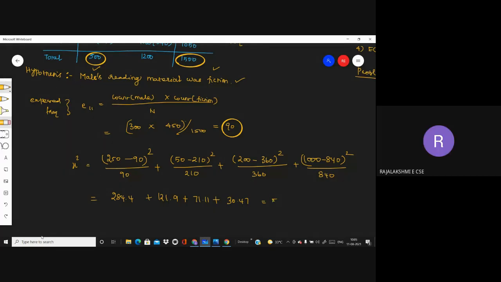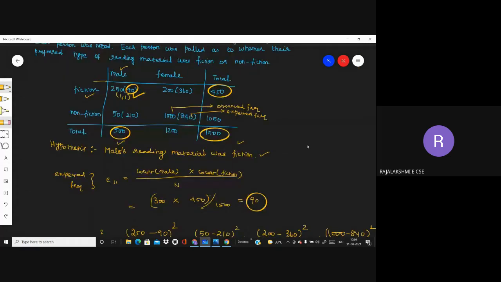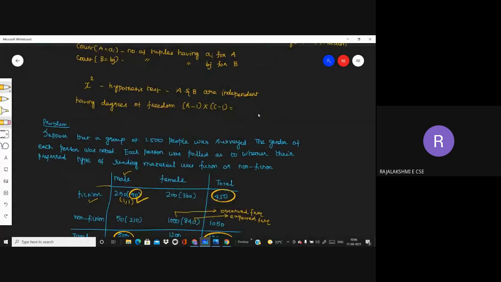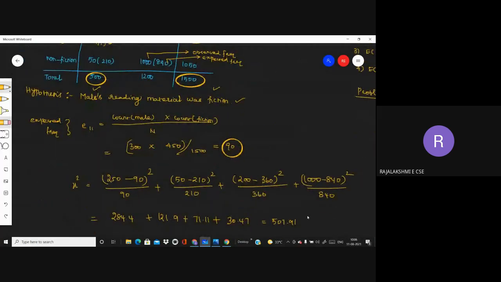507.8. 507.98. This is too worst. 507.91 now. Okay, so what is this degrees of freedom? What is the formula I have given for you? What is the degrees of freedom? R minus 1 into C minus 1. Yes or no? ஆமா தானே?